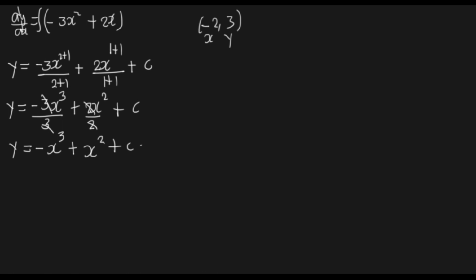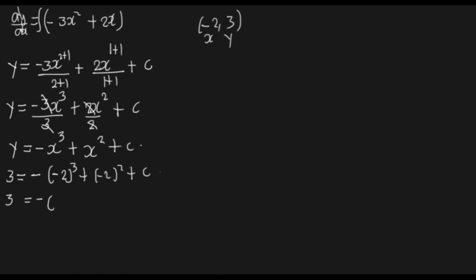So we can see from the point that the value of y is 3. So where there is y, we put 3 is equal to negative. Now here our x is negative 2, so we get negative 2 raised to the power 3 plus negative 2 raised to the power 2 plus c. So we have 3 is equal to negative.